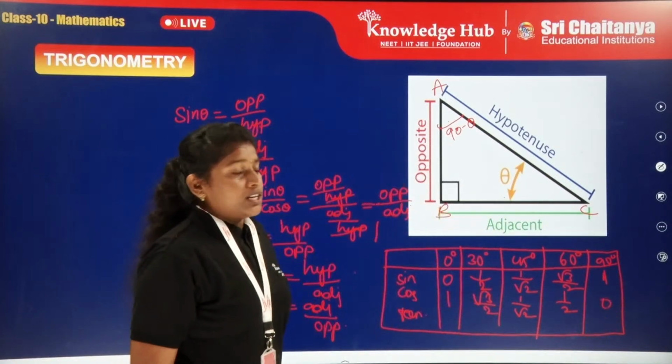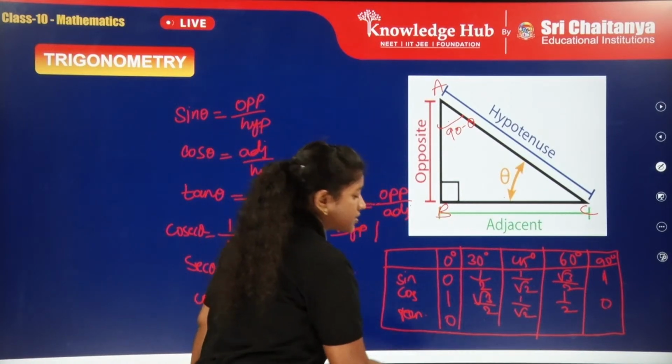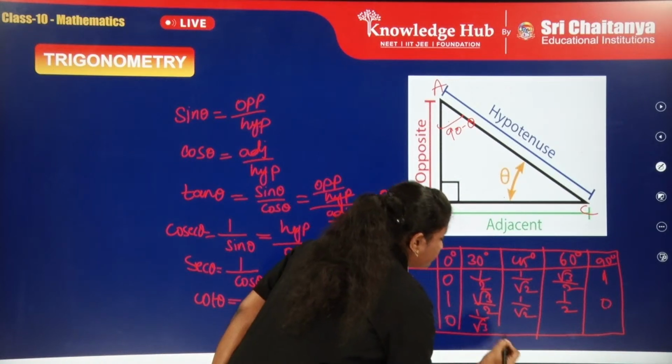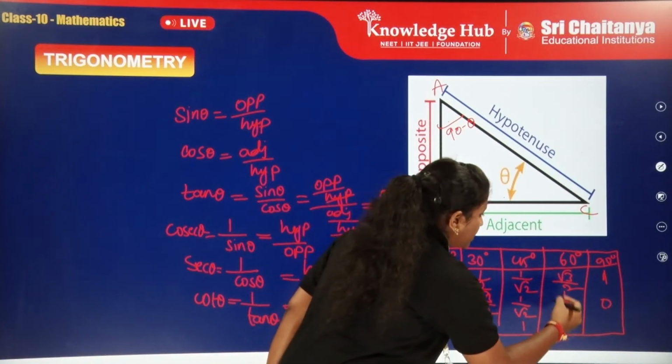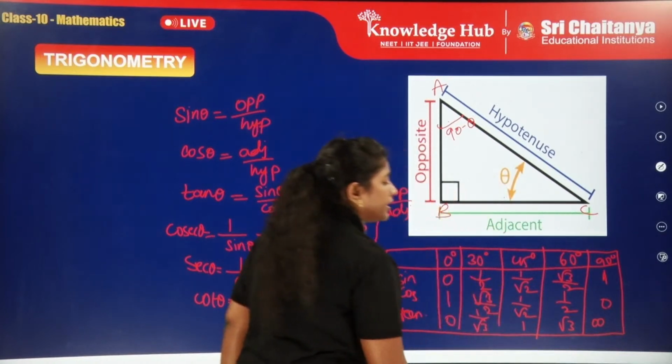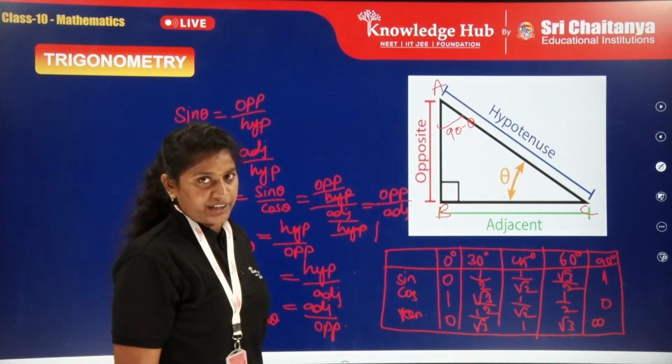Now coming to the tan. So tan 0 value will be equal to 0, and coming to tan 30 it will be 1 by root 3, and tan 45 will be equal to 1, and tan 60 equals root 3, and tan 90 will be undefined, or you can use infinity.